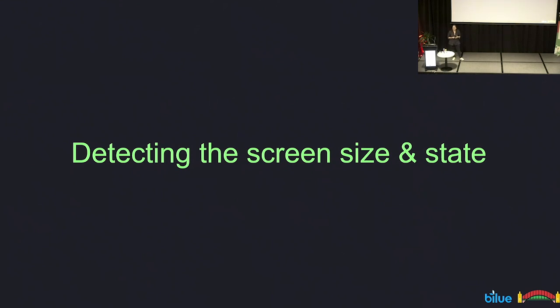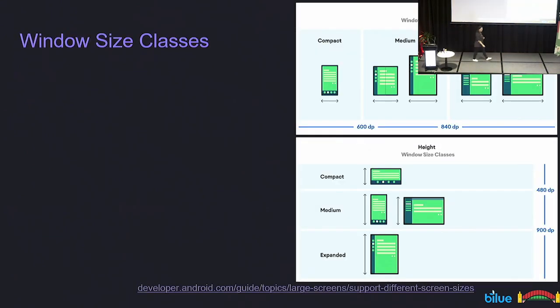So how do we go about detecting the screen size and state? We're going to use something called window size classes.